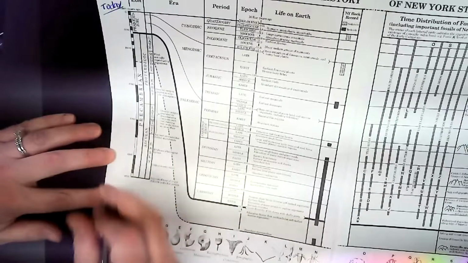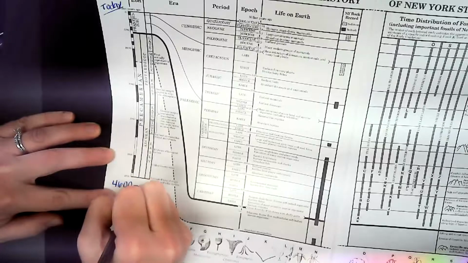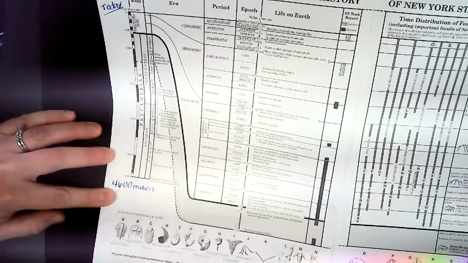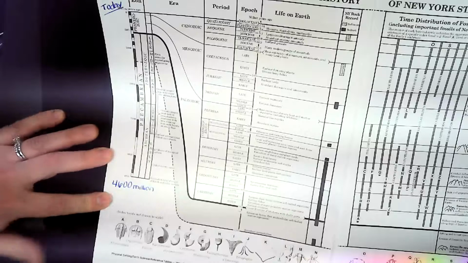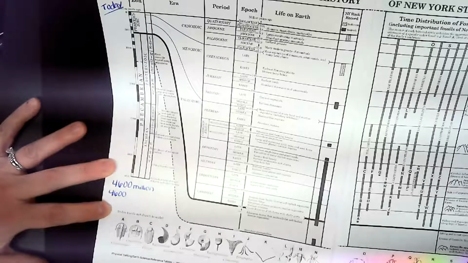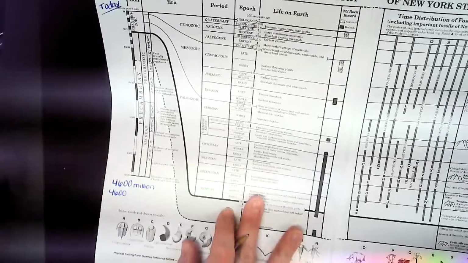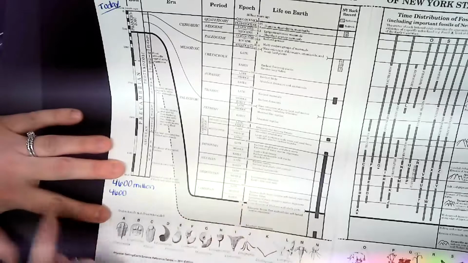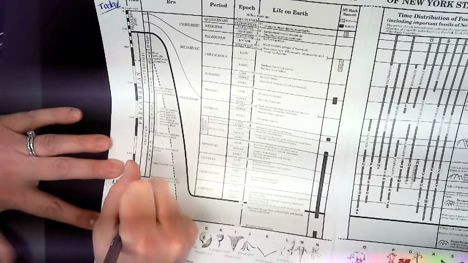Let's talk about what 4,600 million means. What does 4,600 million mean? It means to write the number 4,600 and add a million's worth of zeros. Do you guys know how many zeros are in a million? Not a million. 6. So all you do is you write 4,600 and plop 6 zeros after that.